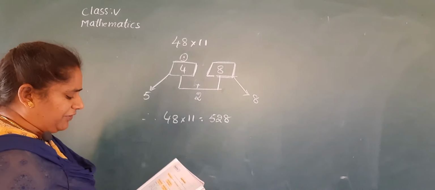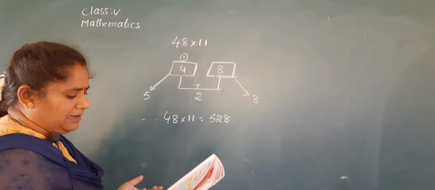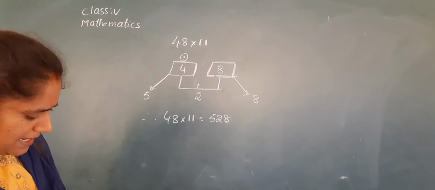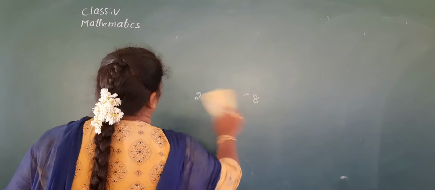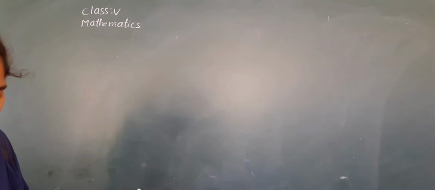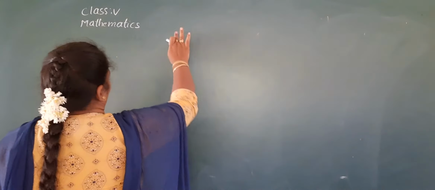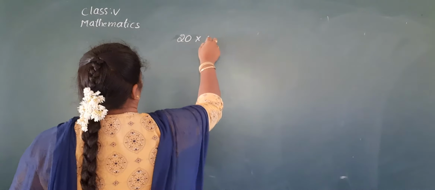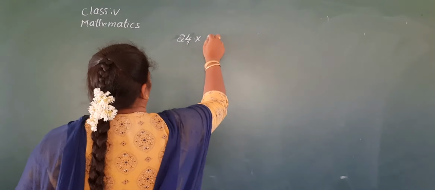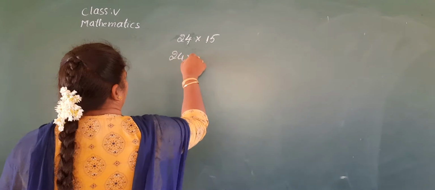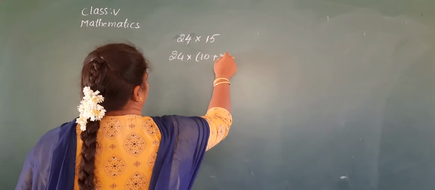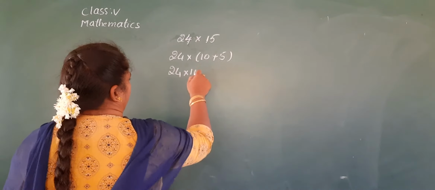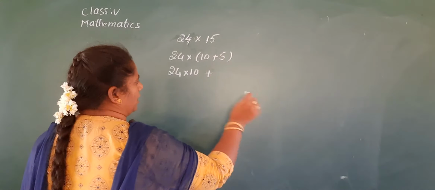And multiplication by 15. How do you multiply by 15? Multiply the number by 10, then take half of the product obtained and add it to the first product. I will explain this. Suppose we take 24 into 15. We can write 15 as 10 plus 5. Now you multiply 24 into 10 plus 24 into 5.